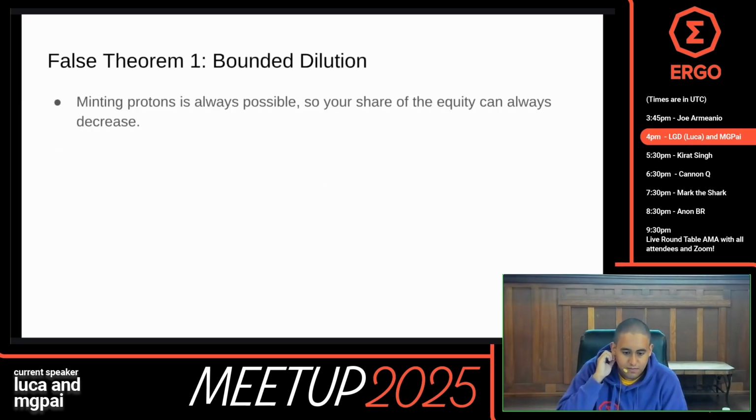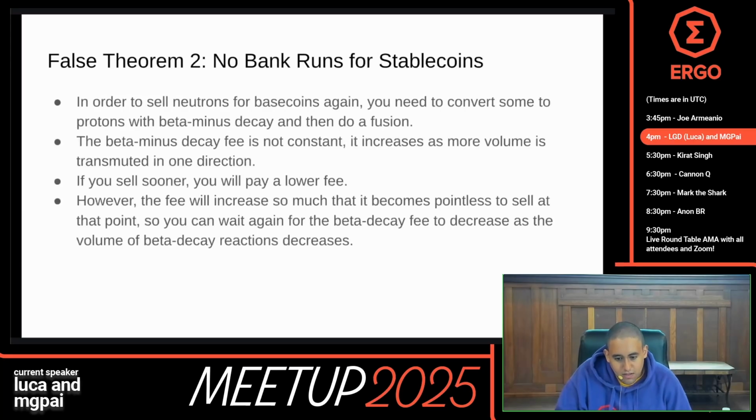And this is a theorem that was true in JED, but isn't in the case of gluon because you can always mint more protons. So your share of the equity can decrease since more protons can get into circulation. Whereas in JED, the amount that got minted was bounded by a certain amount. This would be a nice theorem if it was true. It would be a nice property to have. But in the case of gluon, it's not.